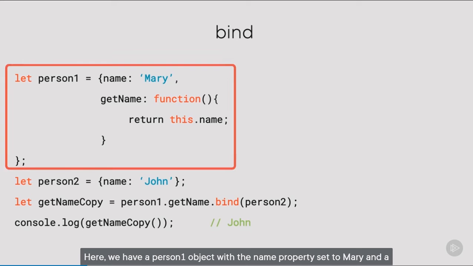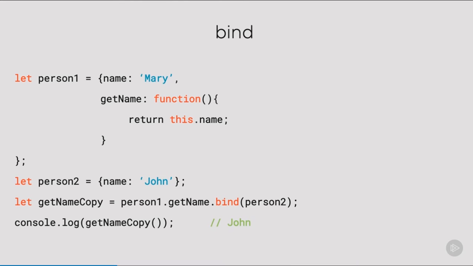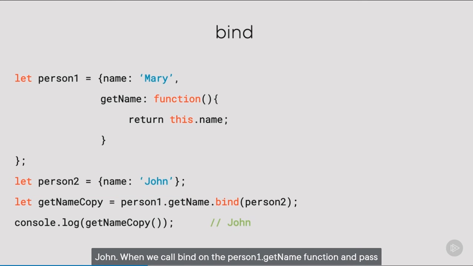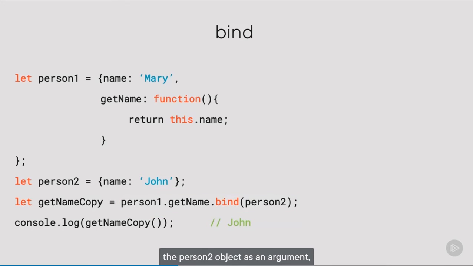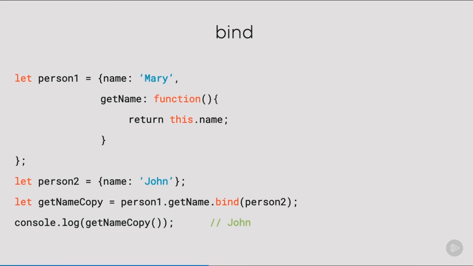Here we have a person1 object with the name property set to Mary and a getName function that just returns the value in name. Next, we have another person2 object with the name property set to John. When we call bind on the person1.getName function and pass the person2 object as an argument, a new function is created and returned and assigned to the getNameCopy variable.